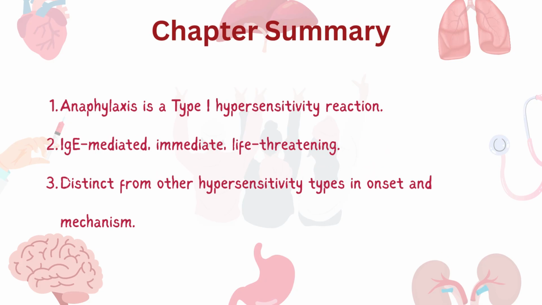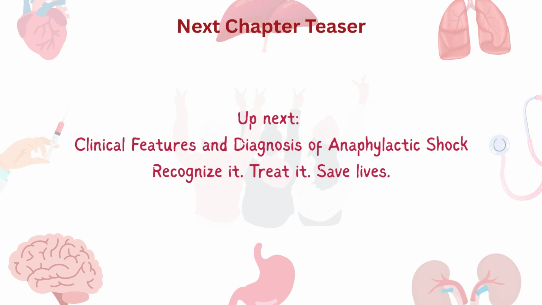Now to summarize all of this, anaphylaxis is a type 1 hypersensitivity reaction. It is an IgE mediated reaction which occurs immediately and it involves mast cell degranulation. Differentiating hypersensitivity types is crucial for the accurate diagnosis and the management of cases of anaphylactic shock. In the next chapter, we will move on to the clinical features and the diagnosis of anaphylaxis.